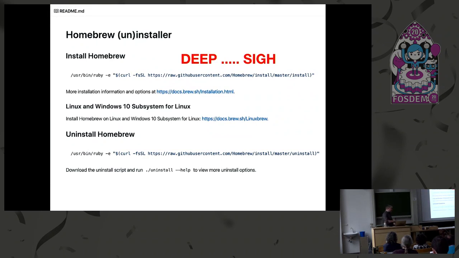And then, oh no, okay, we got the HTTPS out of the way. We kind of trust that. We got the DNS. We kind of assume that trust as well. And then the next thing you do is Homebrew says, run this Ruby script from GitHub on your laptop. How many have done that? Yeah, scary, right?